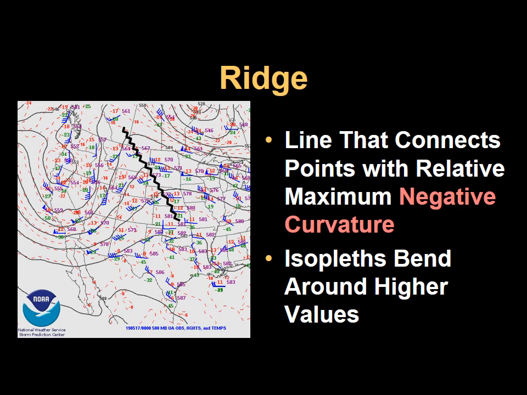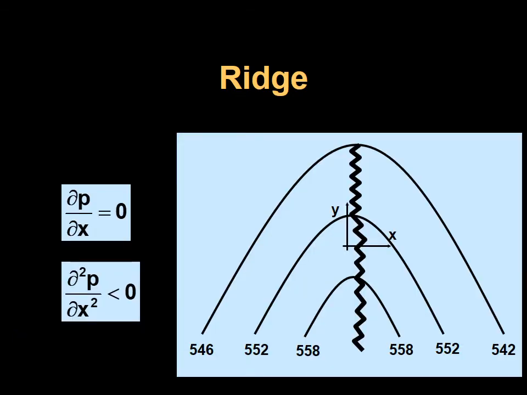And then we talked about troughs. The converse of that is the ridge, and it's a line that connects points with relatively maximum negative curvature. As you move out from the center of the high, you'll see values getting lower and lower. That's what is meant by negative curvature. That's kind of complicated, but if you want the basic general definition, it's where isopleths bend around higher values. It's an extension you can think of higher values of whatever, pressure, heights, temperature, anything. So there's the mathematical representation of the ridge.